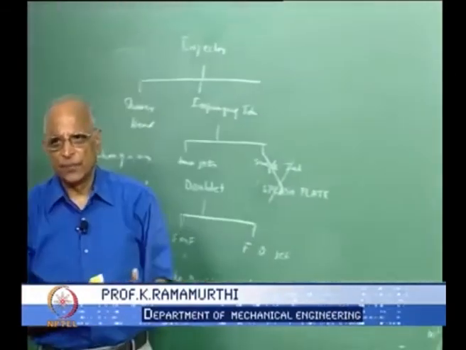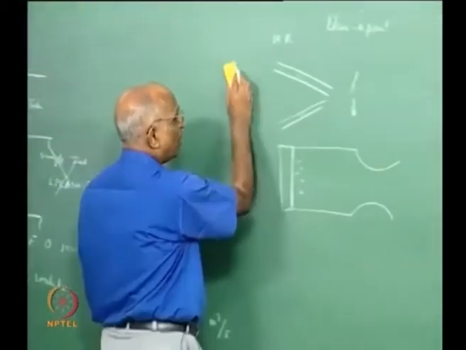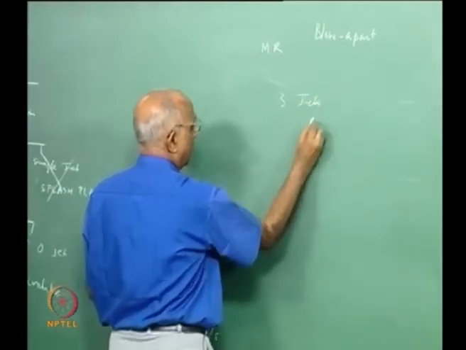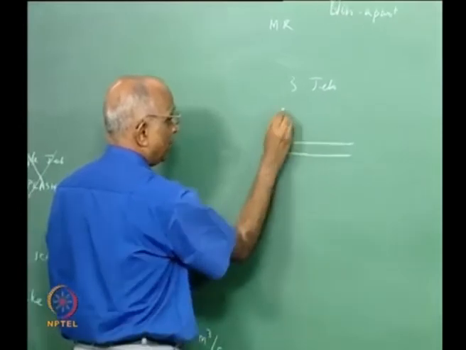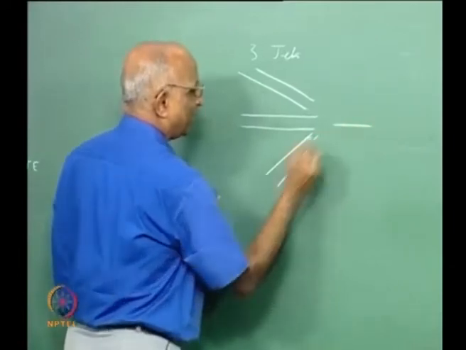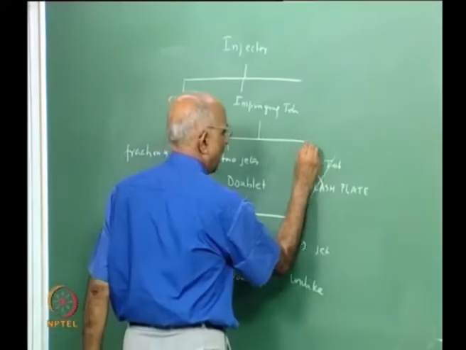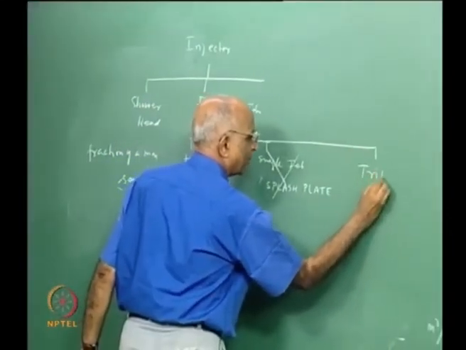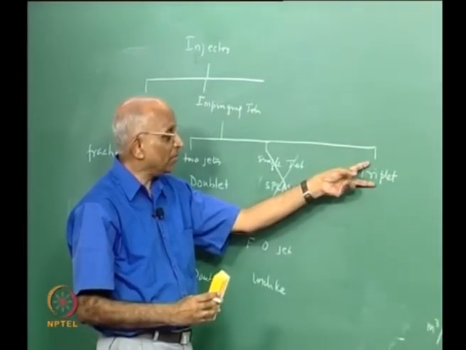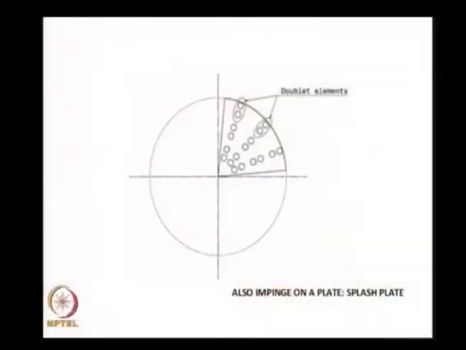This is about doublet. Instead of using two jets, now I tell myself, well, I have a mixture ratio problem in doublet, I can use three jets. What I do is I have a central jet, maybe of oxidizer, I have fuel jets coming over here, and now I have a fan in this particular direction, in which case the injector is known as triplet, three jets. This is again very widely used in the industry, because I have a stable fan which is formed, and let us take a configuration of a triplet.